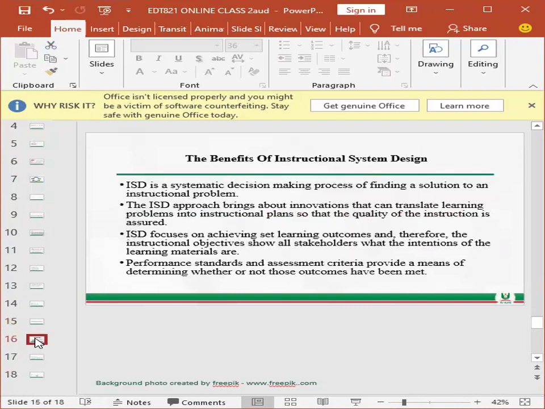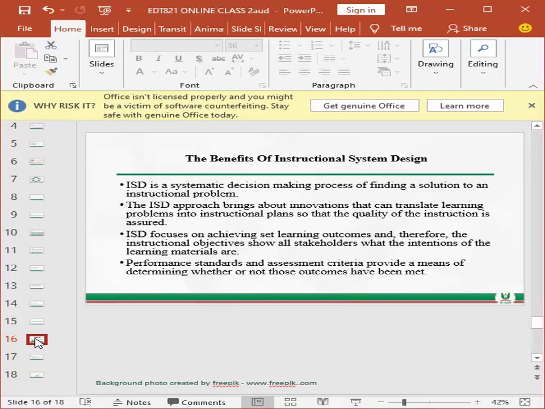Welcome back. The benefits of instructional system design. So the main advantage of instructional system design is that it is a systematic decision-making process of finding a solution to an instructional problem. So this approach brings about innovations that can translate learning problems into instructional plans so that the quality of instruction is assured.